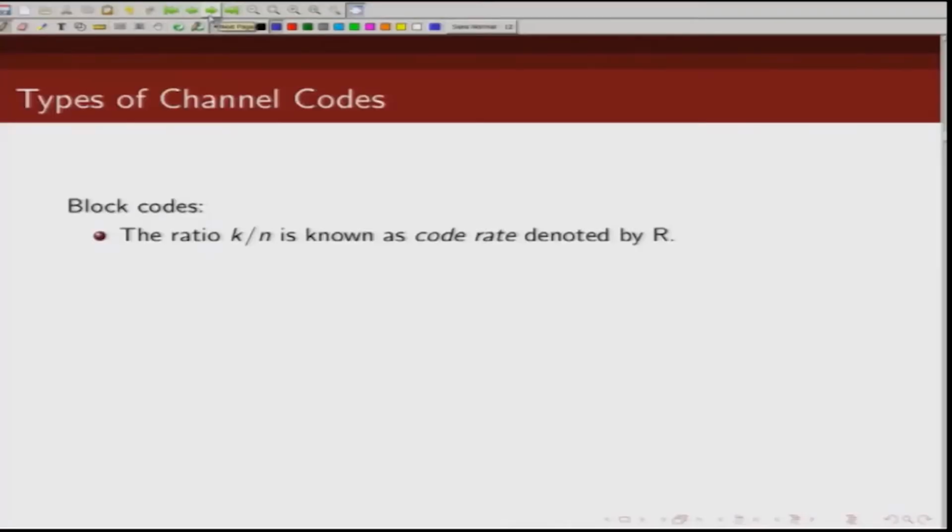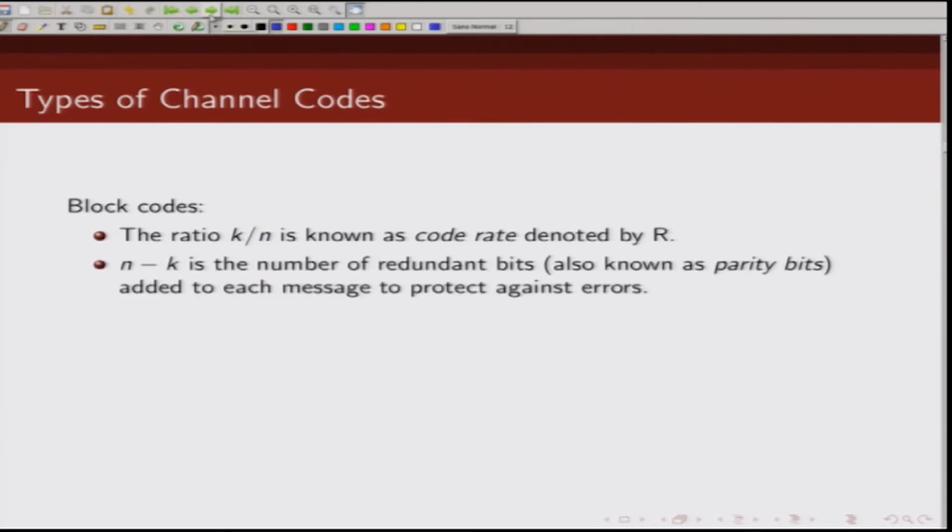Block codes are memoryless. As we mentioned in the previous lectures, we define our code rate as the ratio of the number of information bits to the number of coded bits, typically denoted by R. k is the number of information bits, n is the number of coded bits. So, n minus k is the number of redundant bits that we add to our information bits, and these are also known as parity bits.